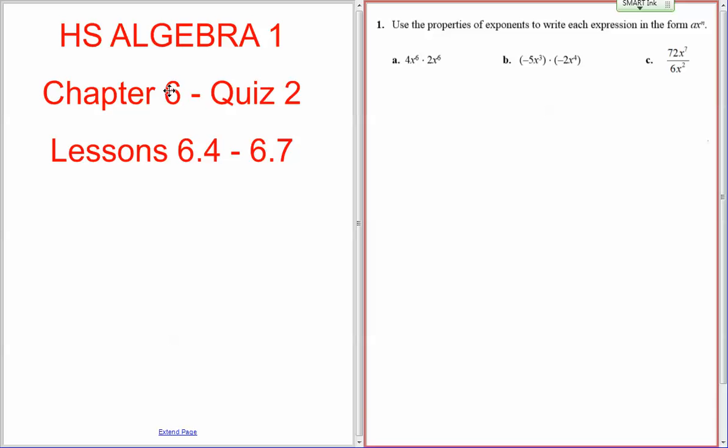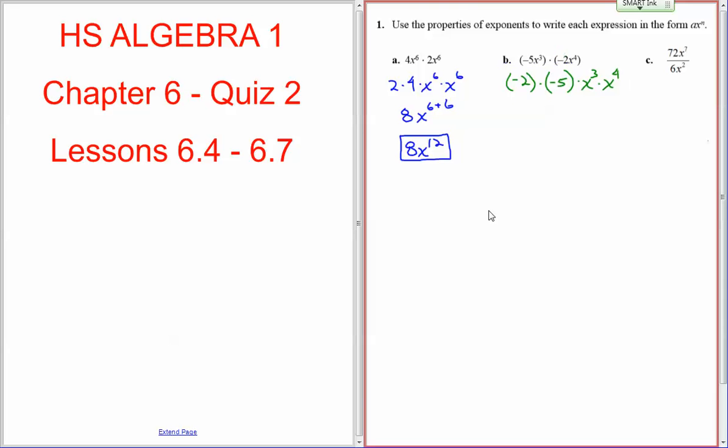Alright, the first problem we were asked to use the properties of exponents to write each expression in this form. Essentially, simplify it, okay? So, on the first one here, because multiplication is commutative and associative, I can rewrite this. Make sure to get this in your notes if you're looking for a retake. Then I can just do 2 times 4 is 8, and x to the 6 times x to the 6. You add the exponents when you're doing that. So that gives us 8x to the 12th.